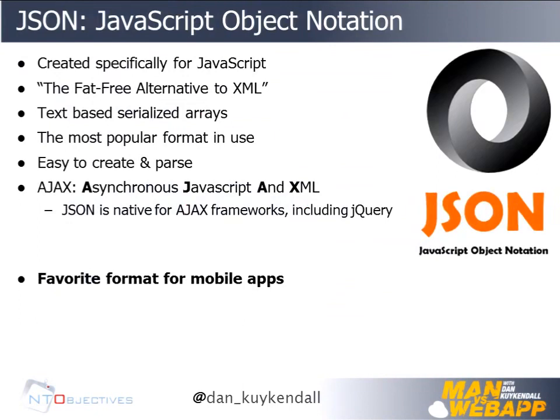The most popular, the most widely used that I've seen is JSON. JSON was initially designed for use with JavaScript. It does the same thing that XML does, in that it lets you have nested data structures, but it's cleaner and leaner. They refer to it as the fat-free alternative to XML for a reason. It's a very handy format, and it is easily the most widely used in mobile app development.